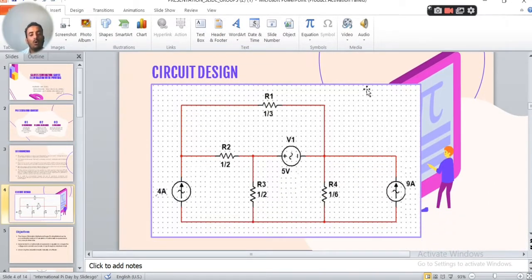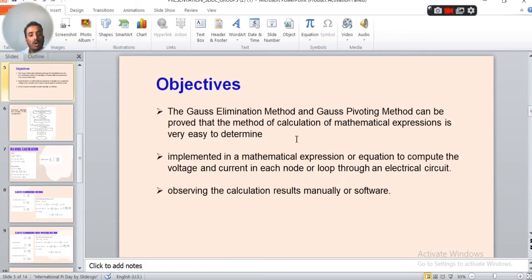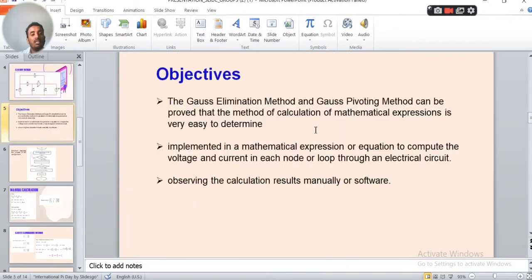So this is our circuit, which consists of four resistors, which are 1/3, 1/2, 1/2 and 1/6, and two current sources and one voltage source. This circuit also consists of three nodes, and from these three nodes we successfully obtained our equations. Through those equations we answered our question in two ways, manually and also proving it with the MATLAB software.